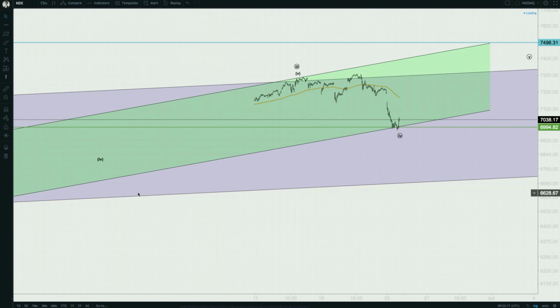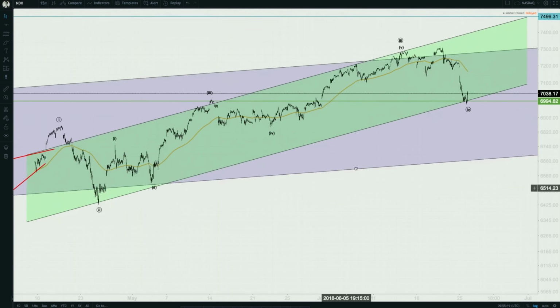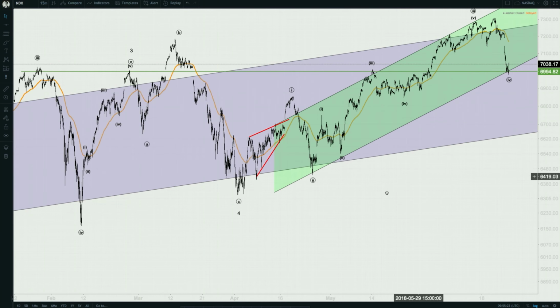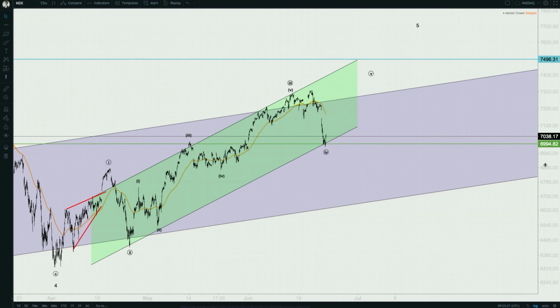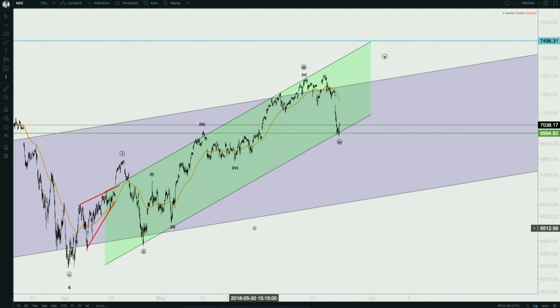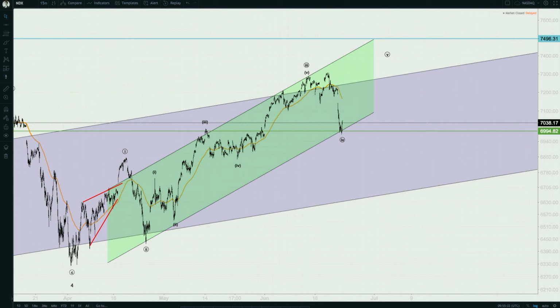So let's have a look at potential targets for this final move up. There's two ways of gauging that. We can either use the Fibonacci targets, and according to Elliott wave guidelines, if we have an extended wave 3 like we have here, then wave 5 tends to be either just the same size as wave 1 or 61.8% of wave 1.